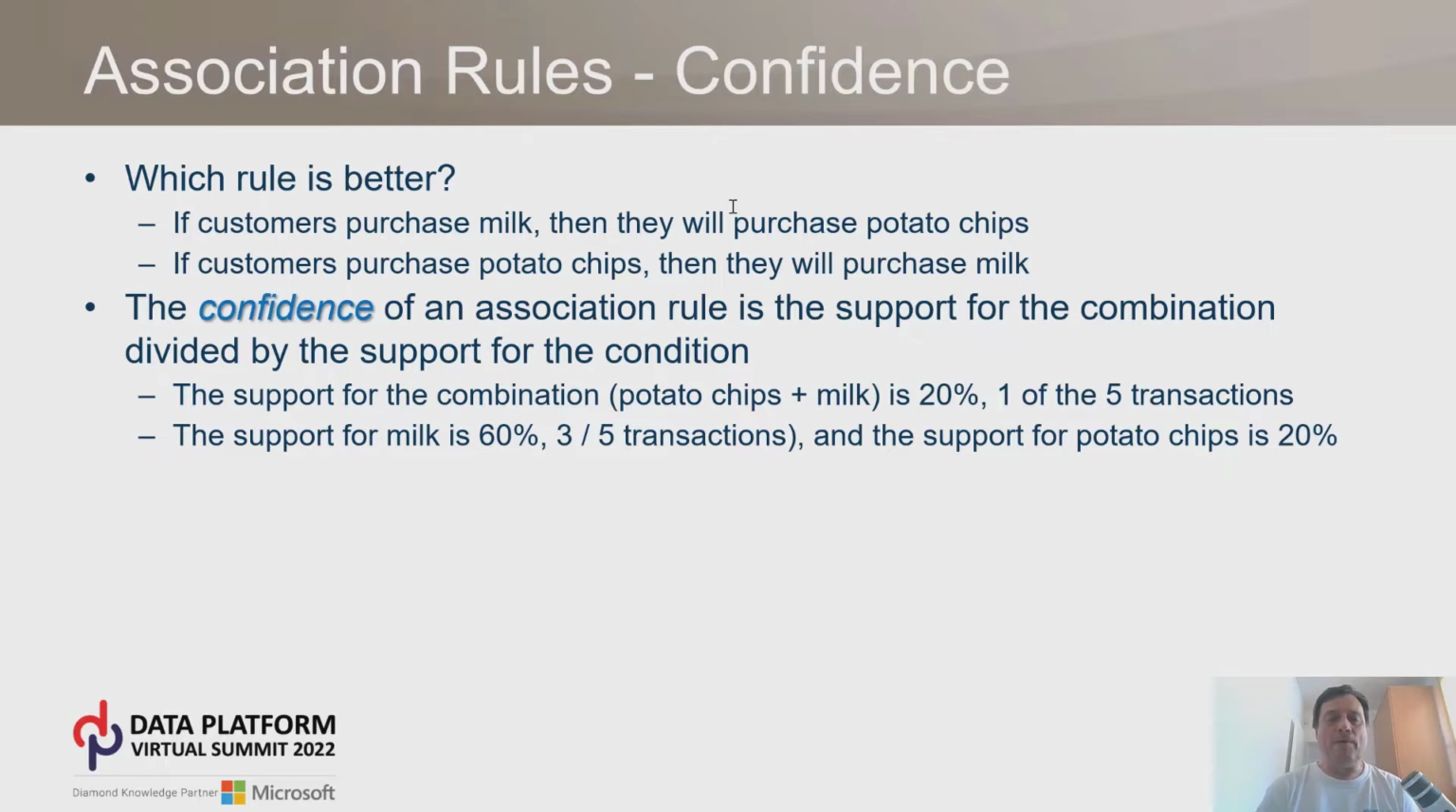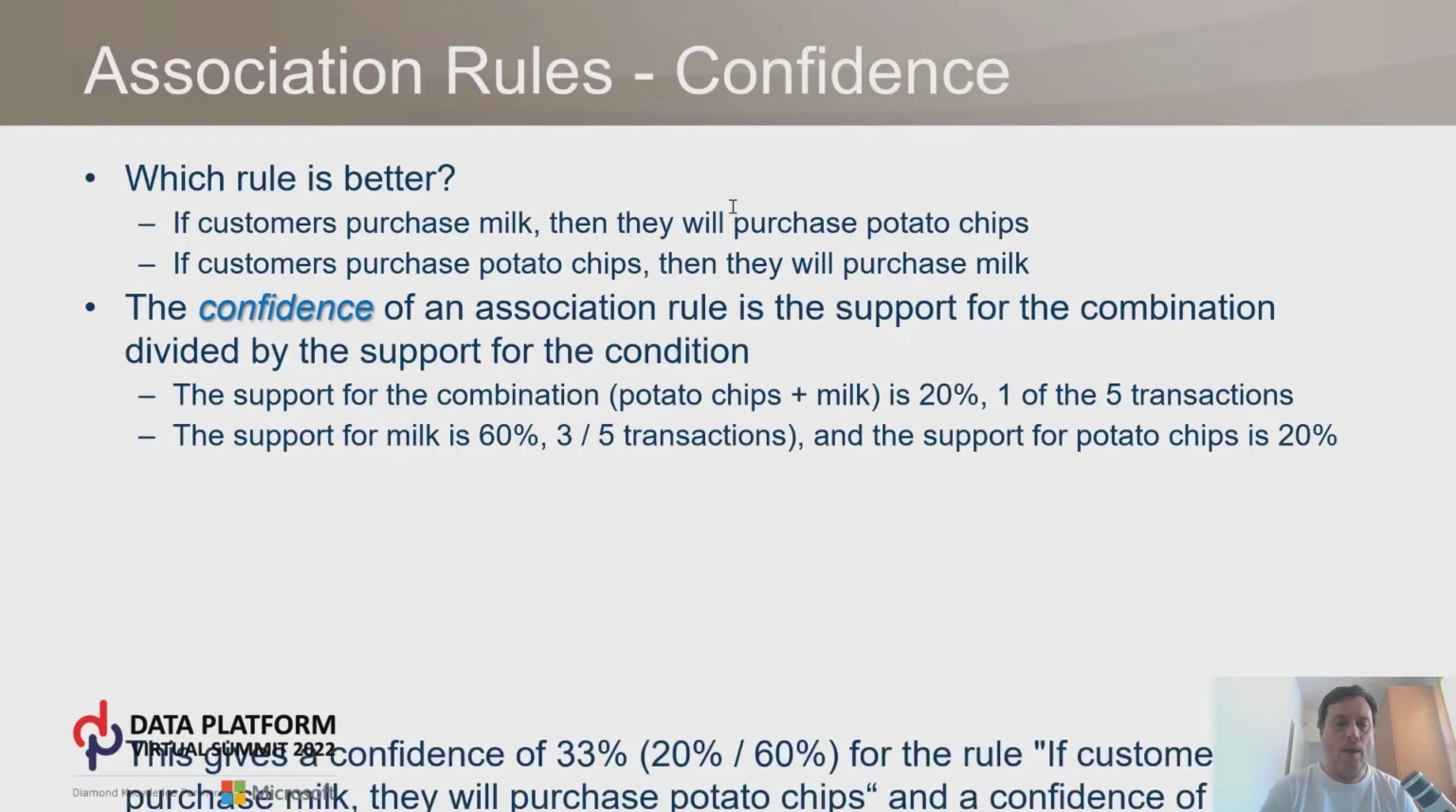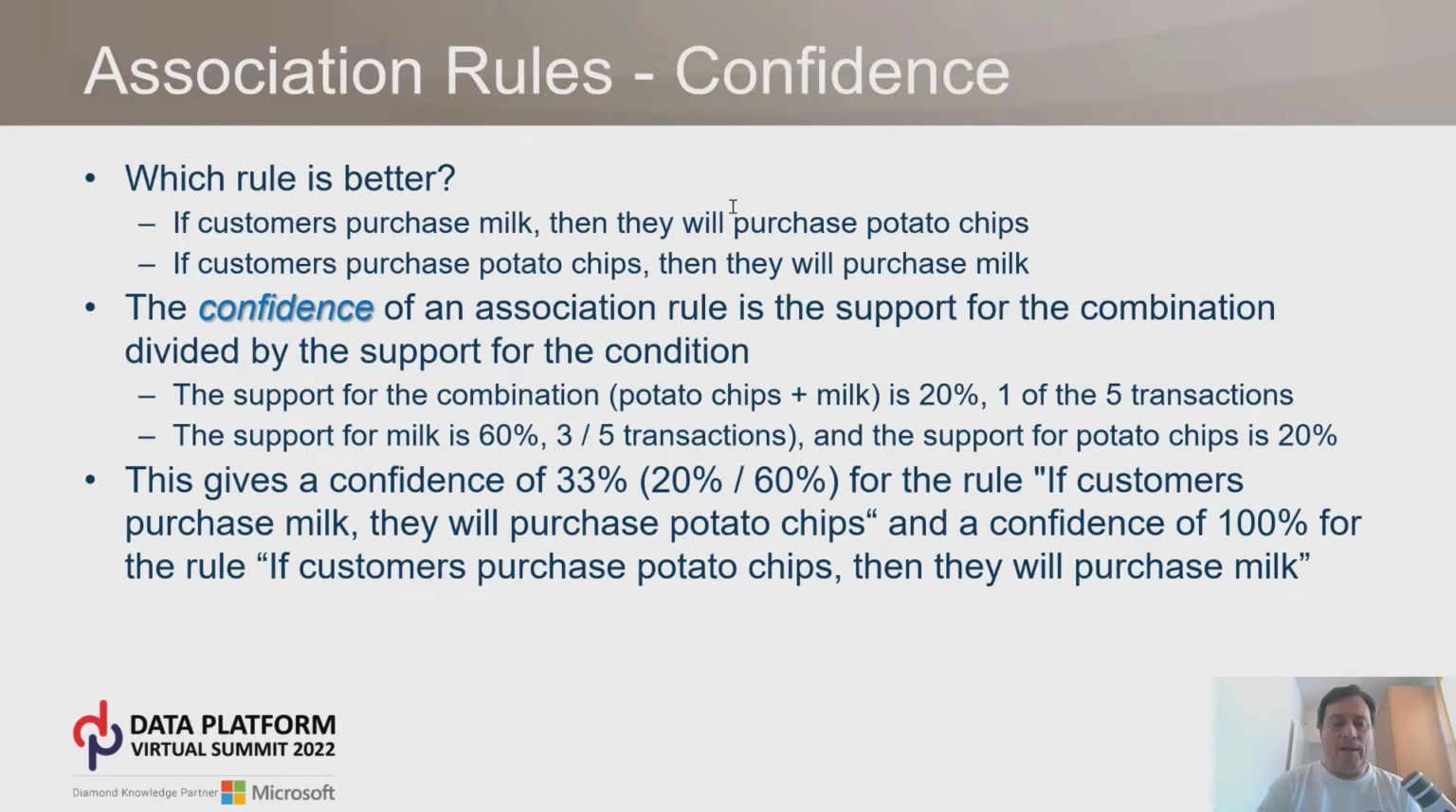So the support for the combination potato chips and milk is 20%, 1 out of 5 transactions, and the support for milk is 60%, 3 of 5 transactions, and the support for potato chips is 20% or 0.2. Confidence for the rule if milk then potato chips is 0.33, 20 divided by 60. And confidence for the rule if potato chips then milk is 100%, or probability is 1, because whenever there was potato chips in the basket, there was also milk in the basket.